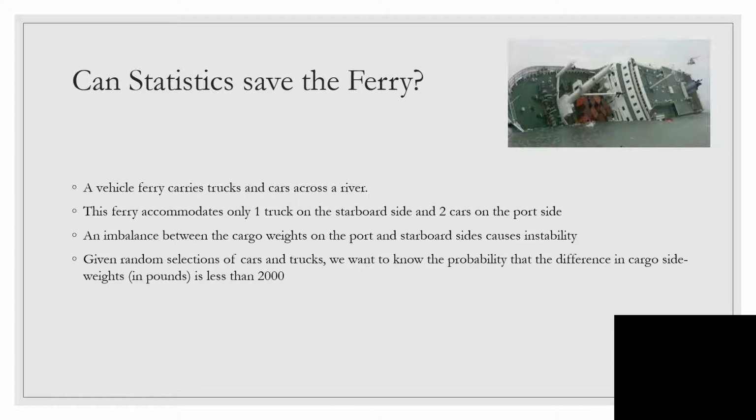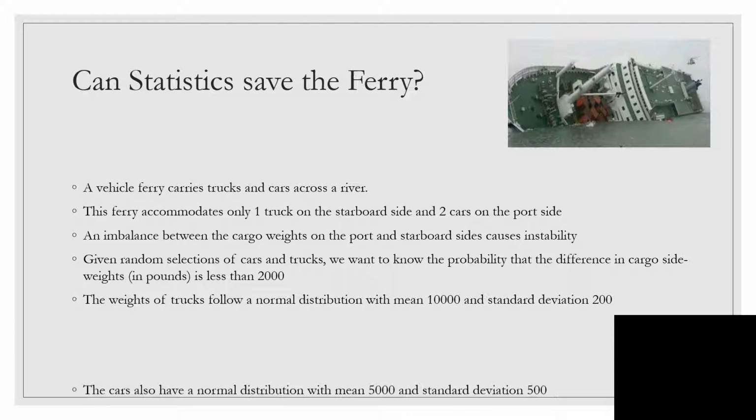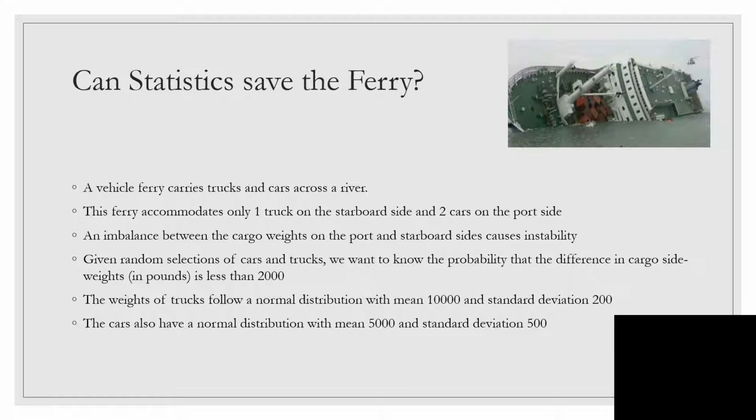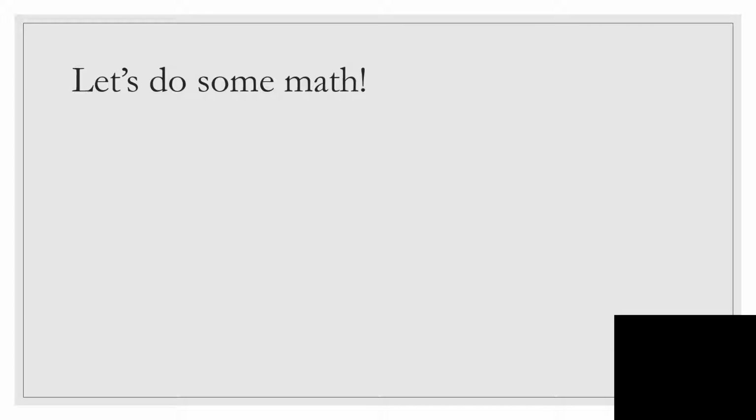Given random selections of cars and trucks, we want to know the probability that the difference in cargo side weights in pounds is less than 2,000. We don't want our poor little ferry ending up like the picture. The weights of trucks follow a normal distribution with mean 10,000 and standard deviation 200. The cars also have a normal distribution with mean 5,000 and standard deviation 500. How lucky for us, they're normally distributed. Let's do some math.